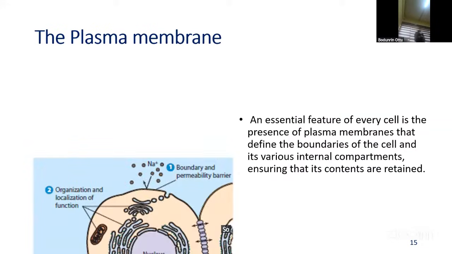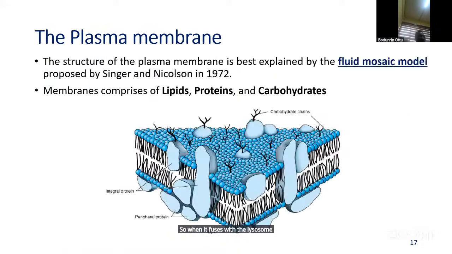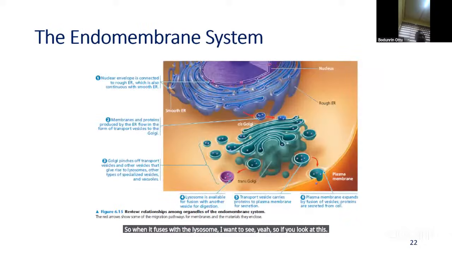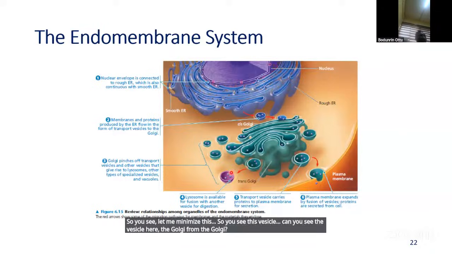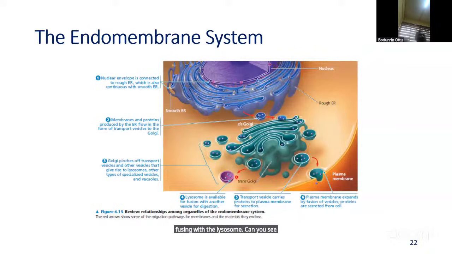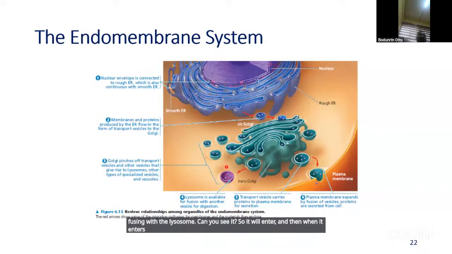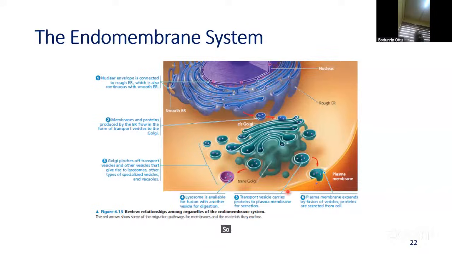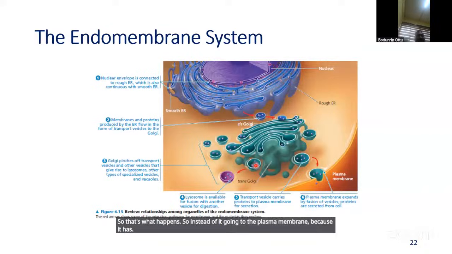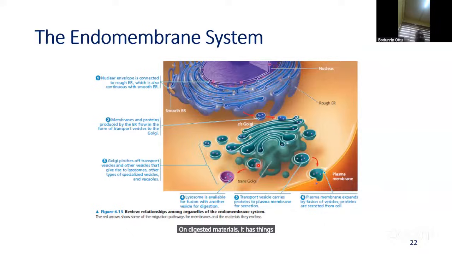So when it fuses with the lysosome, I want to see here. Let me minimize this. You see this vesicle. Can you see the vesicle from the Golgi fusing with the lysosome? It will enter, and then the hydrolytic enzymes in it will digest it. So instead of going to the plasma membrane, because it has undigested materials, things that it wants to remove, old organelles, different things, it just goes to the lysosome, and that's why it is digested. Does that answer your question?